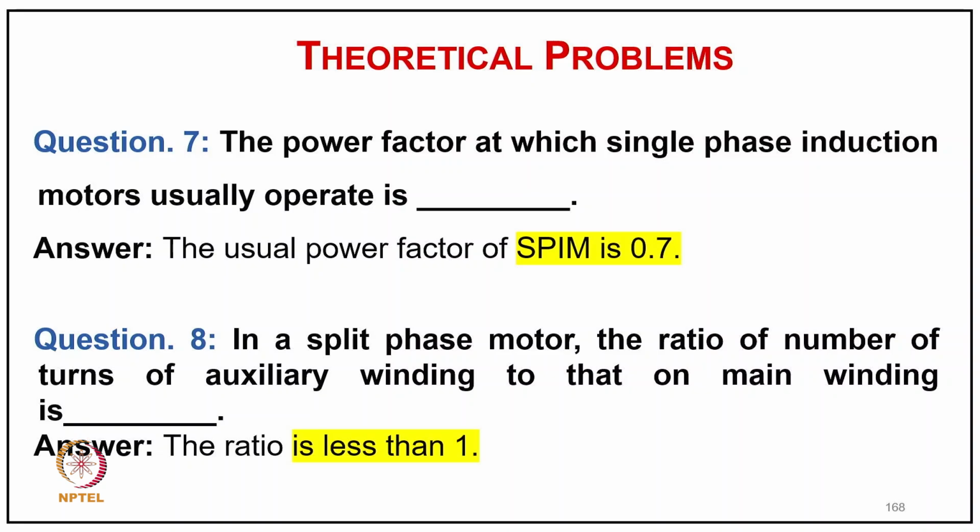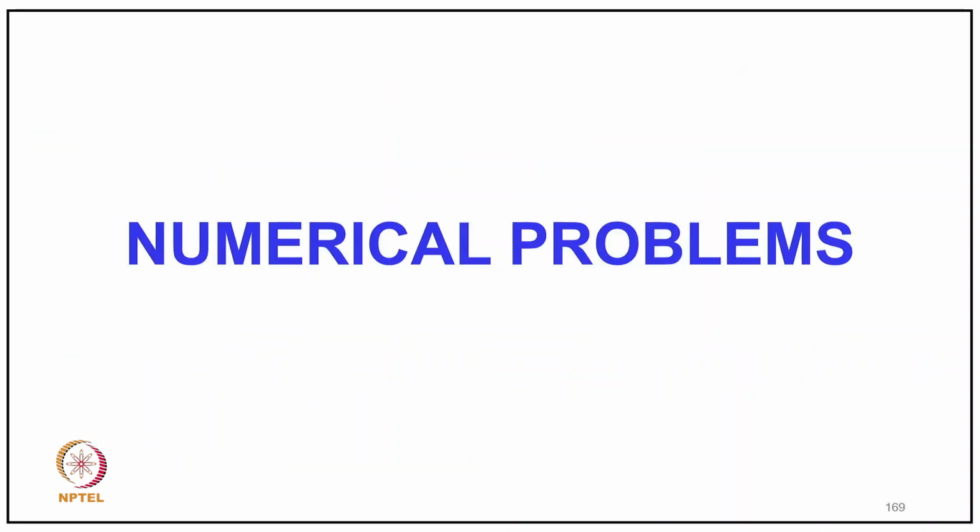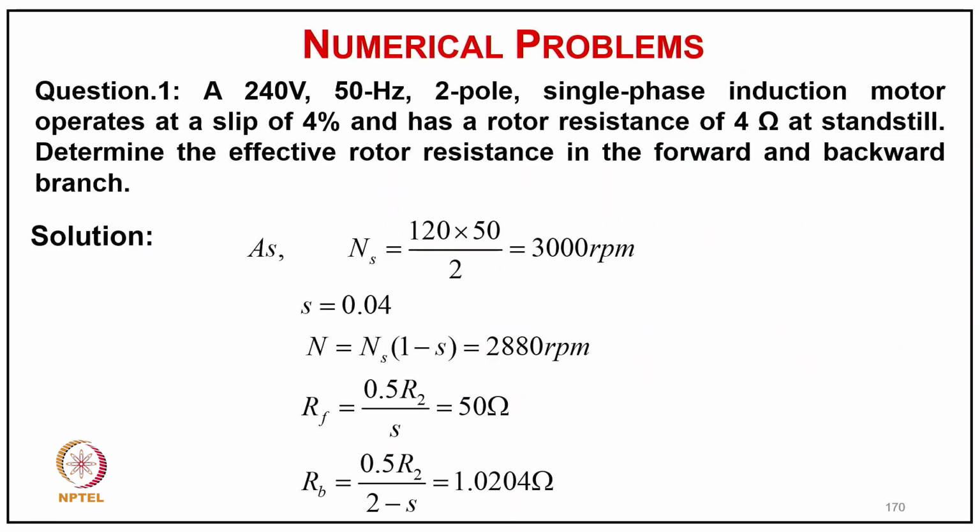In an auxiliary split motor, the ratio of the number of turns in the auxiliary and main winding is typically less than 1. Now coming to numerical problems.